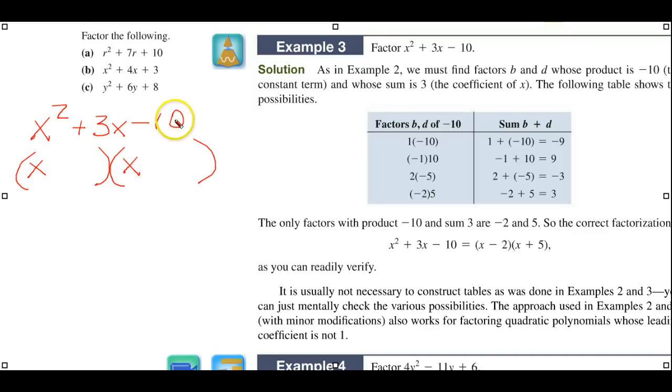Now we're looking for factors of 10 that somehow produce a 3 when we add them or subtract them. And that one's easy. It's going to be a 5 and a 2. And our middle term is 3, a positive 3. So our 5 would be a positive, and our 2 would be a negative. And when we do our outers, we get a positive 5, our inners a negative 2, and this one checks.